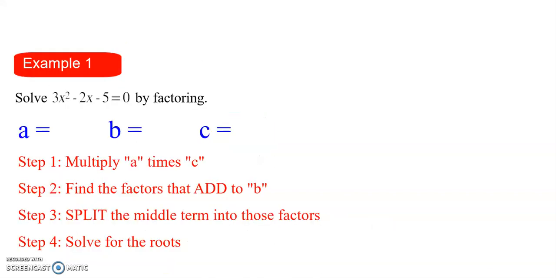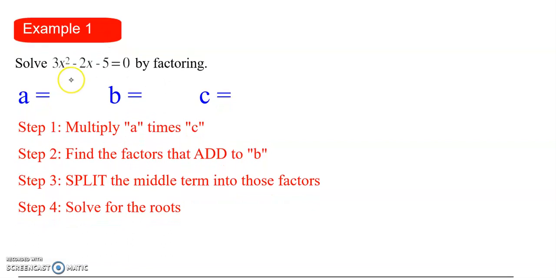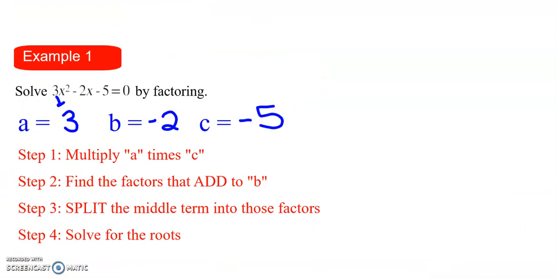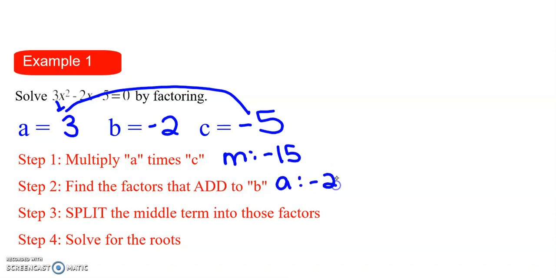All right, so this gets a little bit trickier because the difference here is now I have an a value that's not 1. A is going to be equal to 3, B is equal to -2, and C is equal to -5. So this time I'm still going to start the same way. I want to look for numbers that multiply to A times C. So I want to multiply 3 times -5, which is -15. I still want to add to -2, the B term.